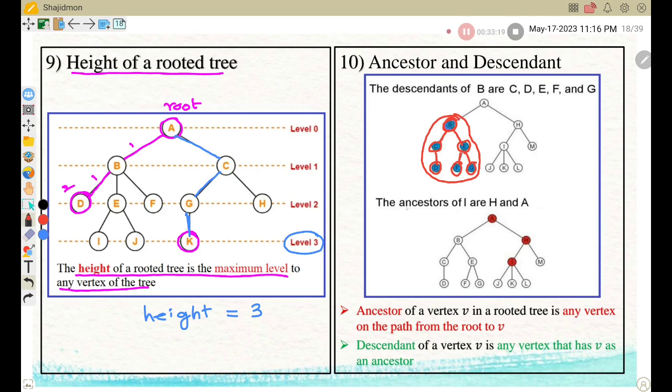Now, what is the meaning of ancestor? For example, I want to consider the ancestor of this vertex. What you do is, starting from the root, take the path to that vertex. The vertices coming in that path are called the ancestors of that vertex. For example, this vertex is an ancestor and this is an ancestor. Hope you understood that one.